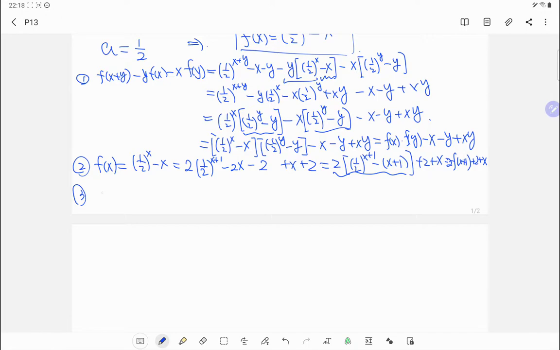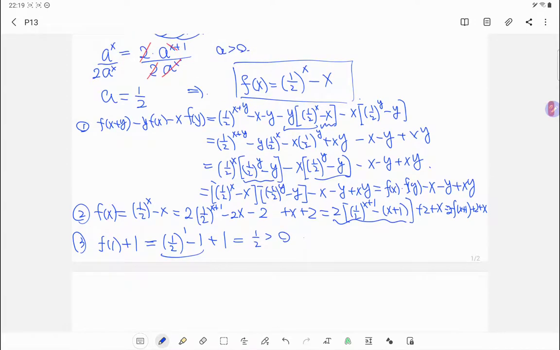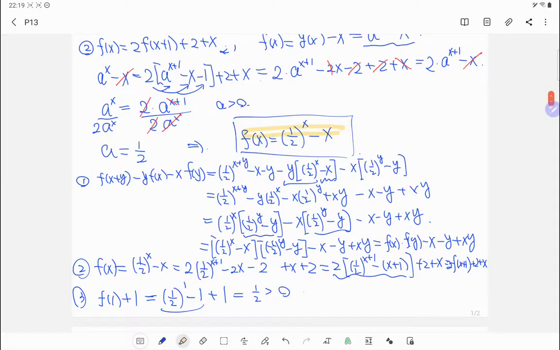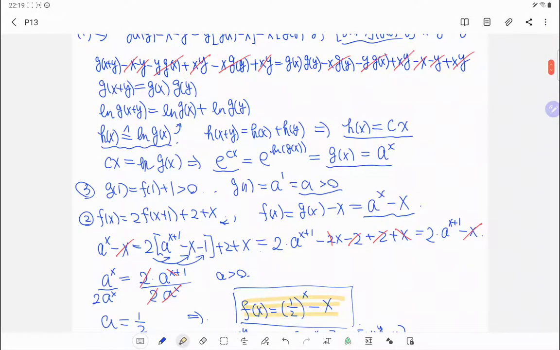And the final one is, of course, f of 1 is larger than 0. F of 1 equals 1/2 to the first power minus 1 plus 1. So this is f of 1, so it becomes 1/2, which is larger than 0. So f of x equals 1/2 to the x power minus x is the solution to this functional equation. And this is the end of this video.